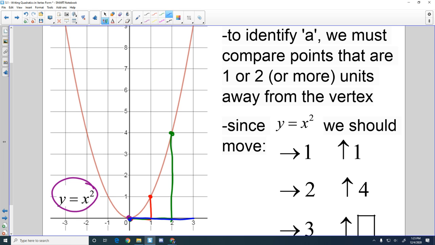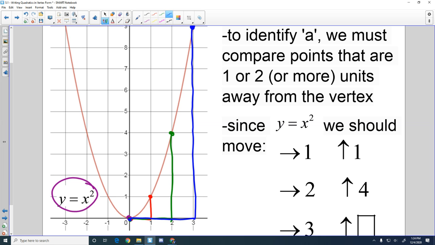How far up do I need to move? How'd you get 9? 3 squared, exactly. You go up 1, 2, 3, 4, 5, 6, 7, 8, 9. Okay? So this is the one difference from an absolute value graph. Instead of going over 1, up 1, over 1, up 1, it's over 1, up 1, but then right 2, up 4, right 3, up 9.